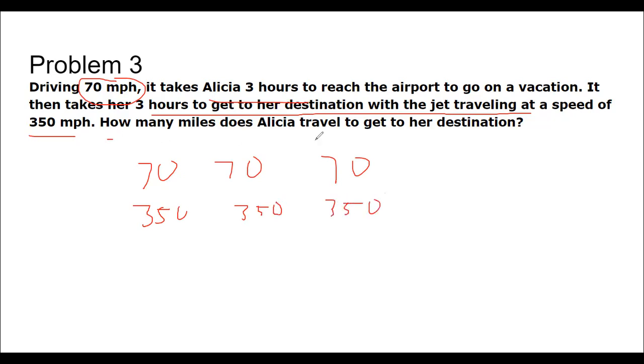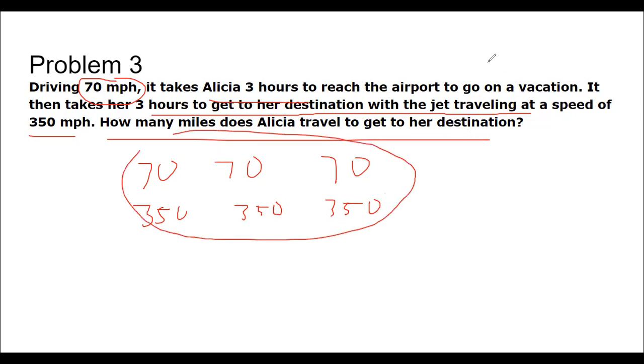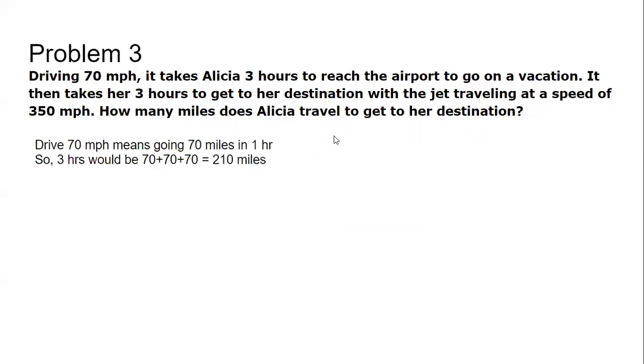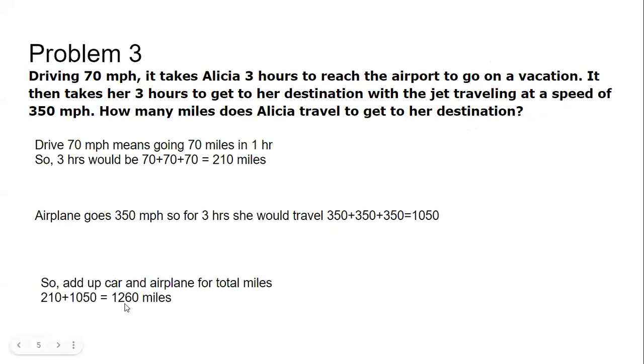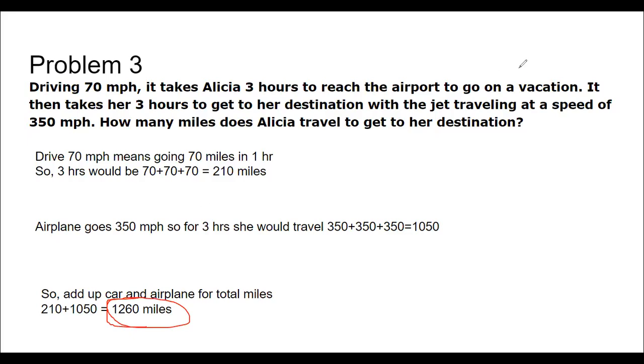Now, to get the total miles she travels, you just add up all of these figures. And I've got a little bit better looking way of doing this. And there it is. The 3 hours driving is 70, 140, 210. The airplane goes 350 miles per hour. So that's 350, 700, 1,050. Then you add them up together to get 1,260. So there is your final miles that she traveled.